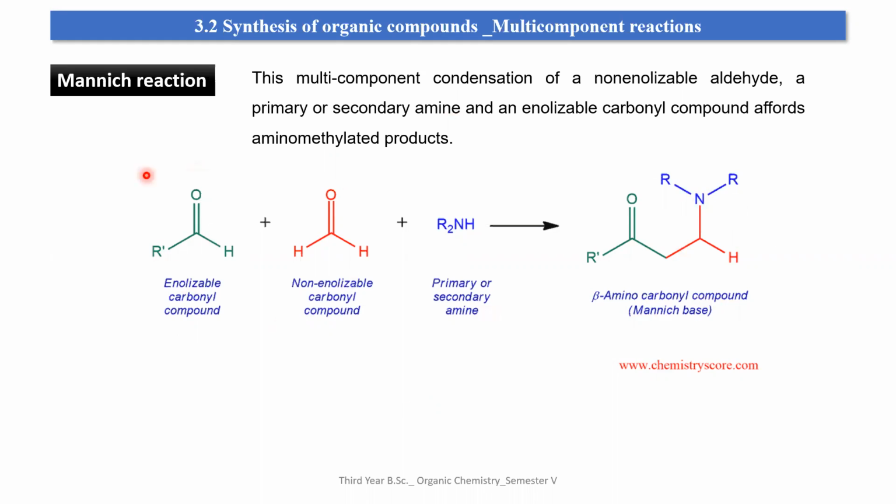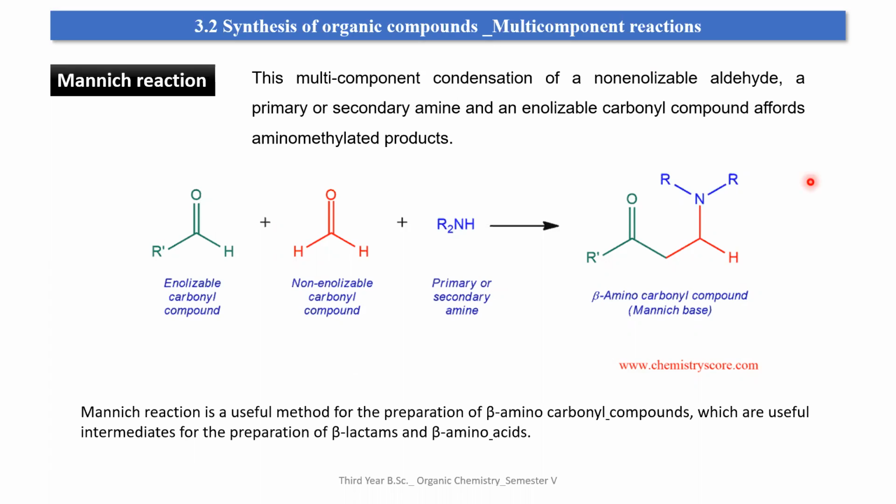So kindly consider, this is the enolizable carbonyl compound, and this is the non-enolizable carbonyl compound. And this one is a primary amine. These are the substrates which we are going to react with the amine, and they form this beta-amino compound. We can call it a Mannich base. This Mannich reaction is a useful method for the preparation of beta-amino compounds, which are useful intermediates for the preparation of beta-lactams and beta-amino acids. These are important products in industry, made on a large scale, to form beta-lactams and beta-amino acids.